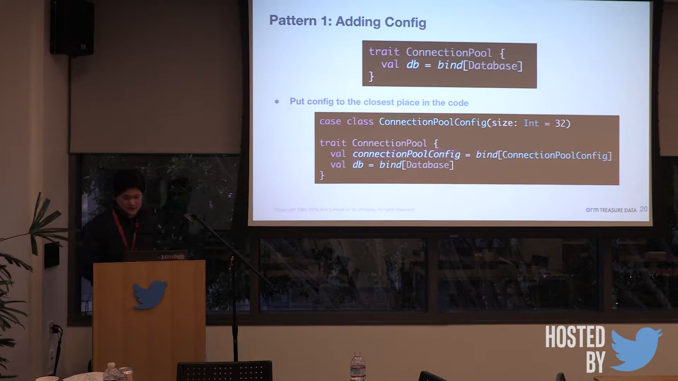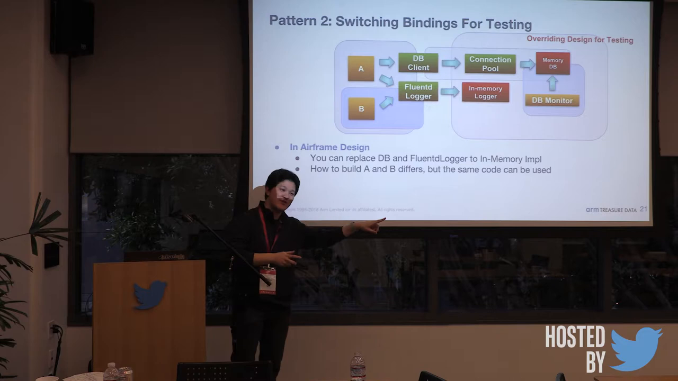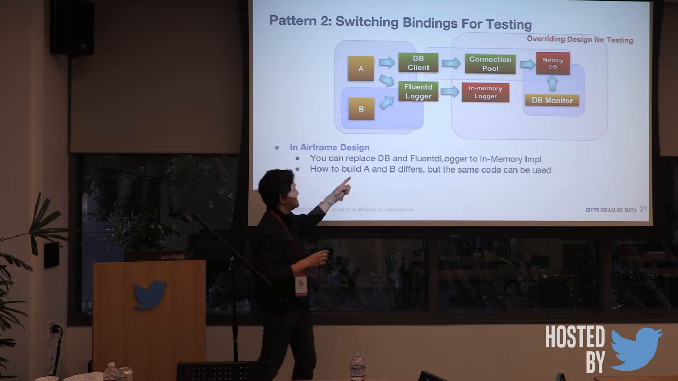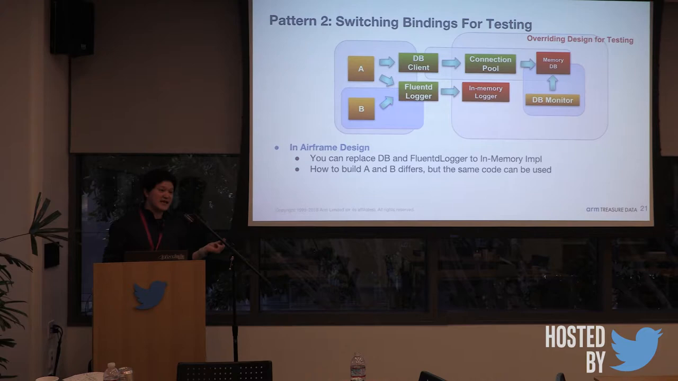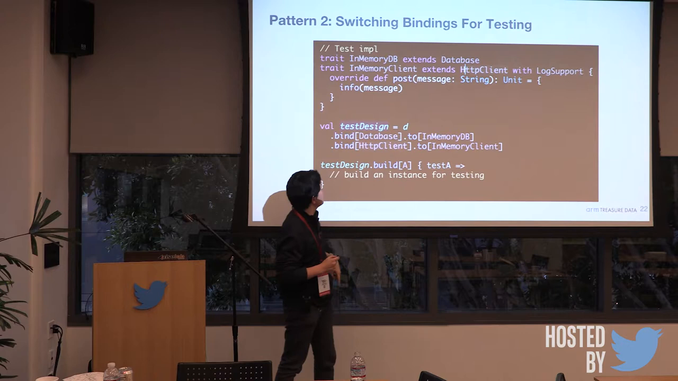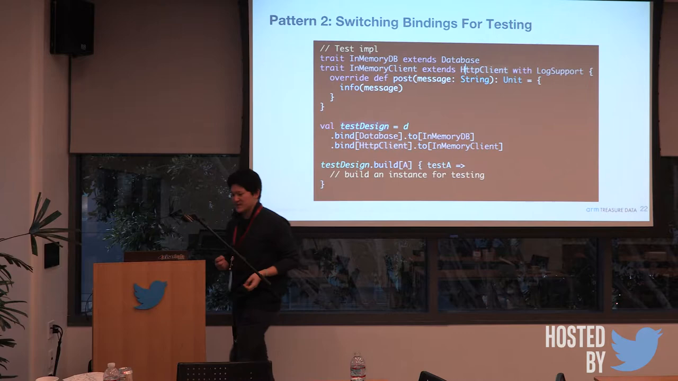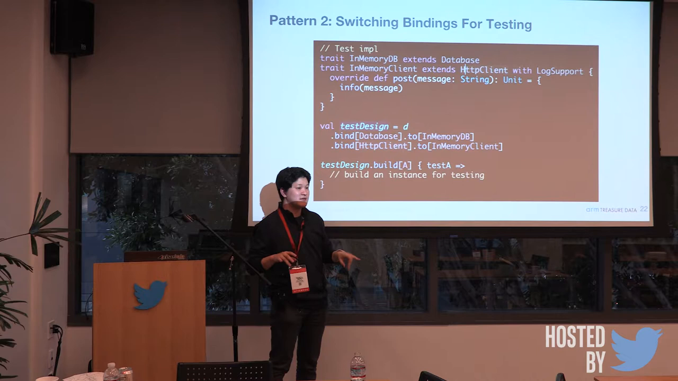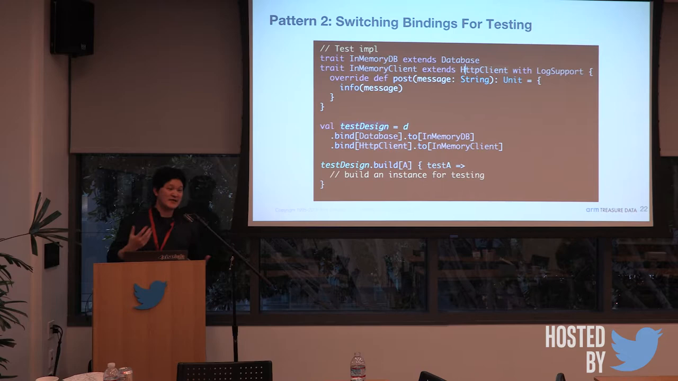Another thing is you usually want to test the code by switching, for example, the database implementation to an in-memory database, or if you don't want to make any network connection, probably you just use an in-memory logging implementation instead of using an HTTP connection. To switch this kind of implementation, you simply need to tweak the design of Airframe. For example, based on the previous design, you only need to switch the database implementation to some in-memory implementation, or the HTTP client implementation can be just an in-memory logger or something. Then how to use A is the same. You don't need to care about differences between object construction for testing or production. You can just overwrite some of the dependencies when writing test code.